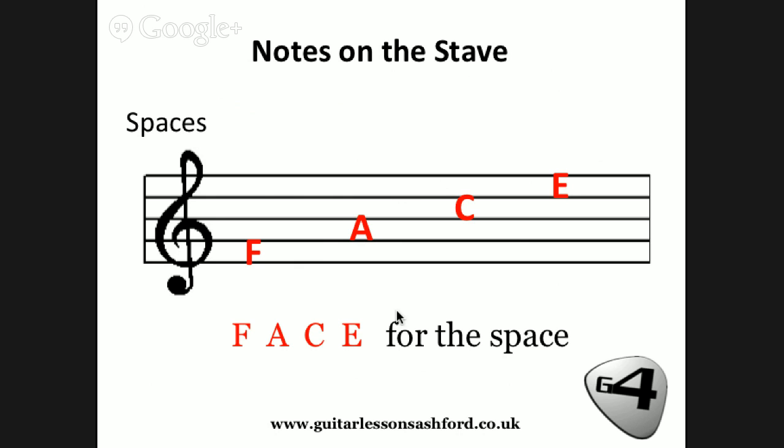And to remember that is simply FACE for the space. So FACE for the space tells us that we have the word face just going up the spaces there. F-A-C-E. So really the first goal here is just trying to memorize what line is what and what space is what. That's the first goal. We can't really play anything until we know where these notes are on the stave. Then we can look at where they are actually on the instrument. The first goal is to really get happy with that.